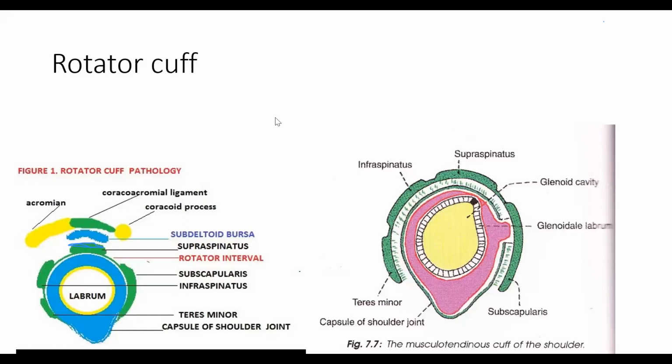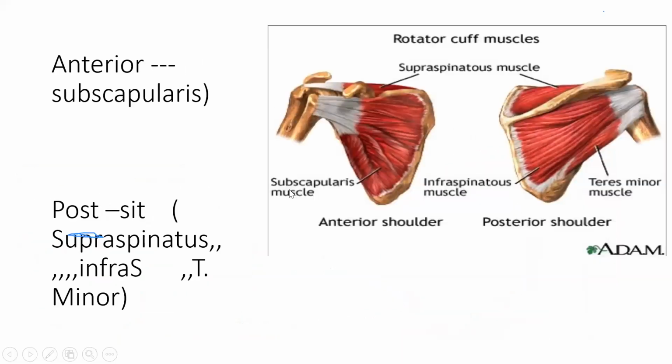Now come to the second slide. Anteriorly, the same thing I had already told you: anteriorly it is the subscapularis, and posteriorly it is SIT.